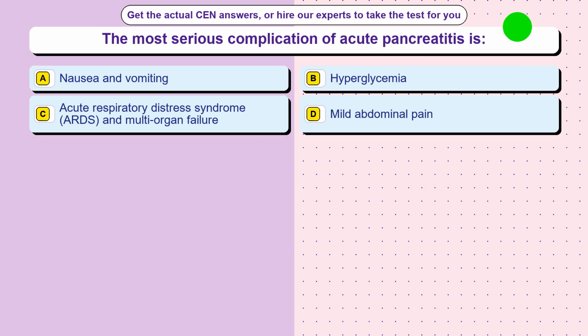Question 81. The most serious complication of acute pancreatitis is: Option A, nausea and vomiting. Option B, hyperglycemia. Option C, acute respiratory distress syndrome, ARDS, and multi-organ failure. Option D, mild abdominal pain.